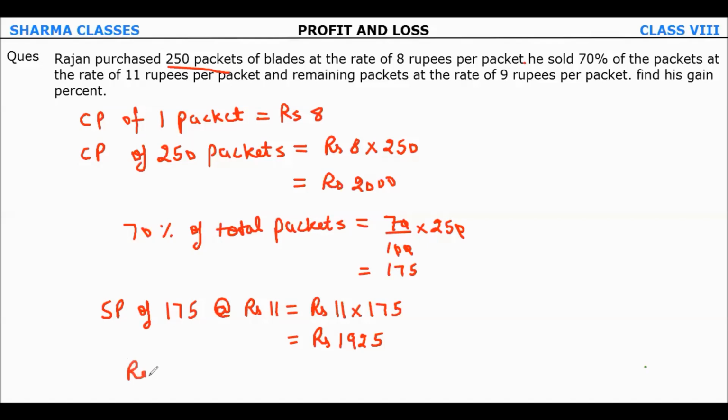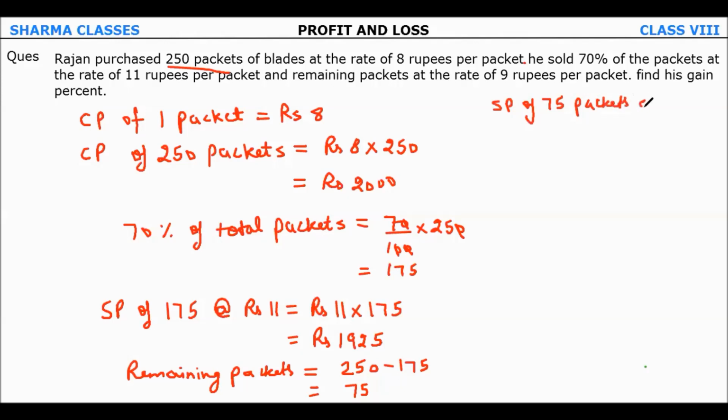Now how many packets remain? As we have seen, 175 packets have been sold, so the remaining packets left with us are 75. The question further says the remaining packets were sold at the rate of 9 rupees per packet. That means the SP of the remaining 75 packets, sold at the rate of rupees 9. So how much is the SP? We multiply rupees 9 with 75, and we get rupees 675.